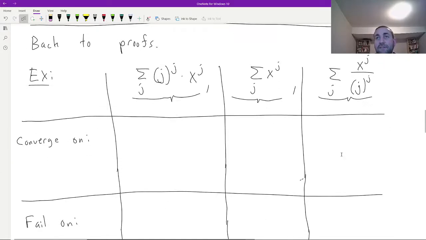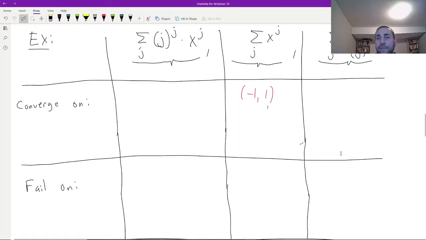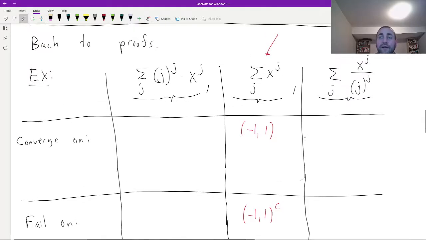And let's talk about a couple of explicit sequences of power series. So here we have 3 power series that I've written up here, and I'm going to talk a little bit about where they converge and where they fail to converge. This one here in the middle is the one that we've seen already, and we saw in the last video that it converged on -1 to 1, and that it diverged on the complement of -1 to 1. Okay, so that one we already saw, and actually that's probably the most delicate argument.